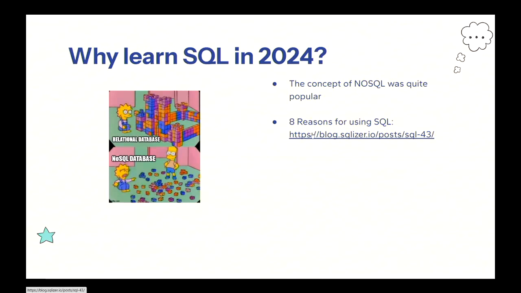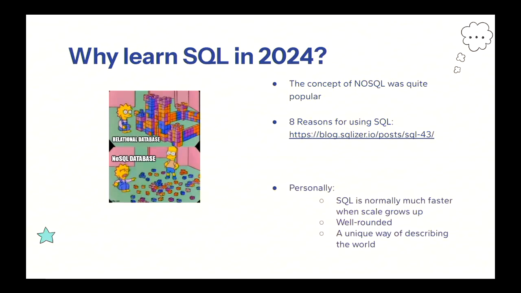However, personally, I think from my experience, SQL is normally much faster than object-oriented database management systems. So, for example, when you have like 10,000 or even larger entries in your database, SQL could be much faster than MongoDB. So that's one of the reasons why we still need SQL today.